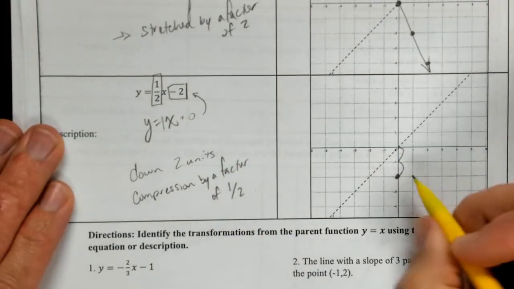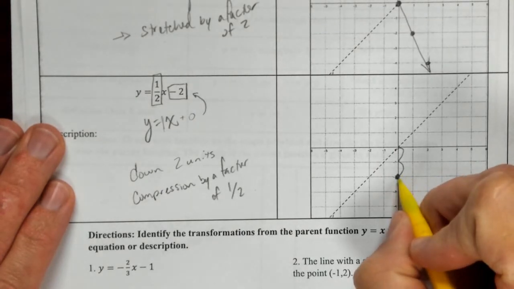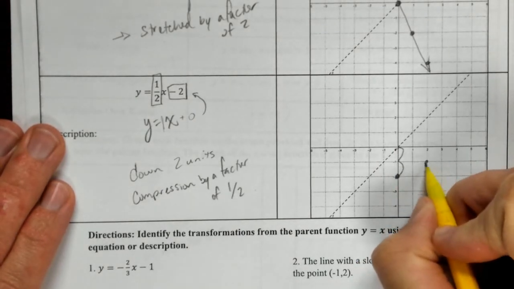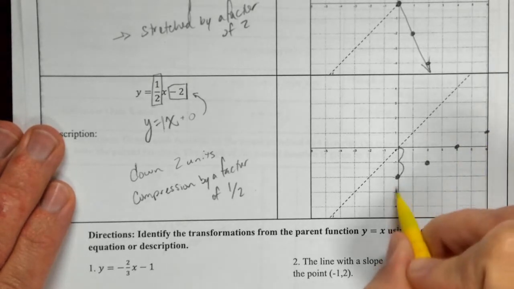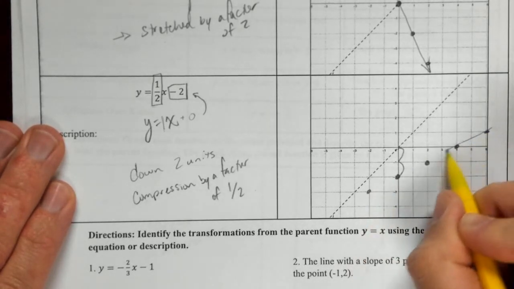So let's graph this. We have a positive 1/2 for my slope. So from my y-intercept, we're going to go up 1 over 2. Up 1 over 2. Up 1 over 2. Okay, and my graph looks like this.